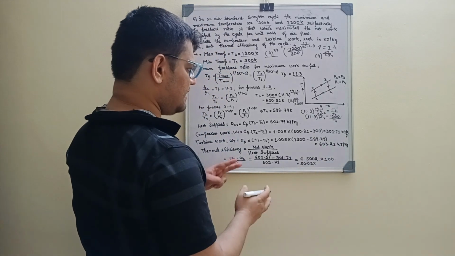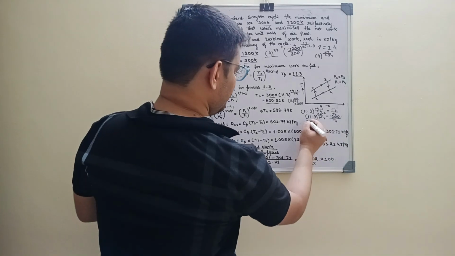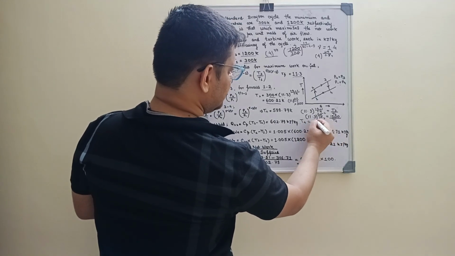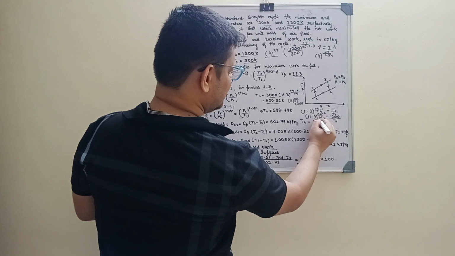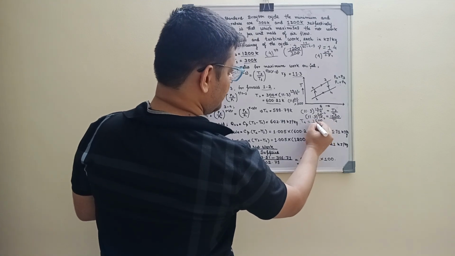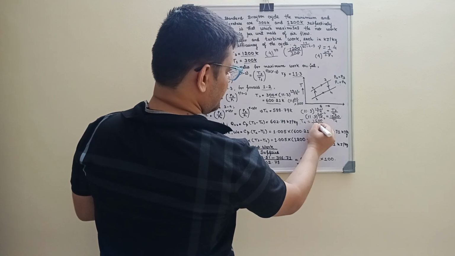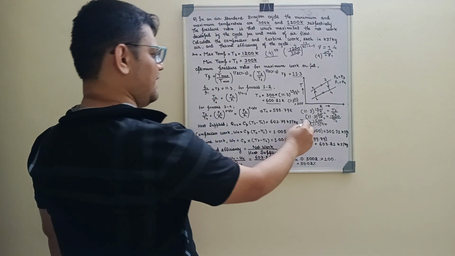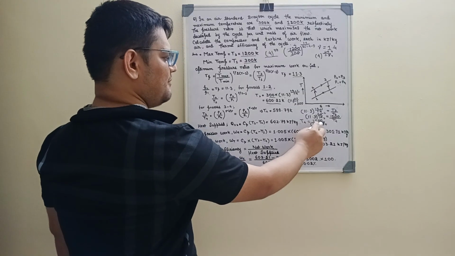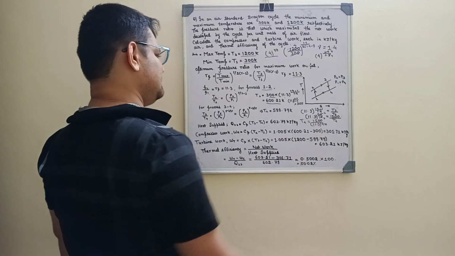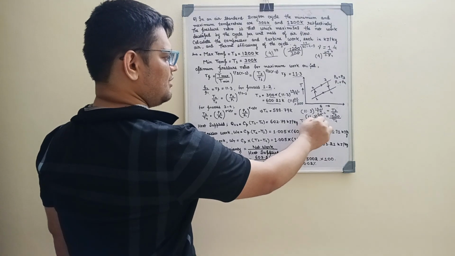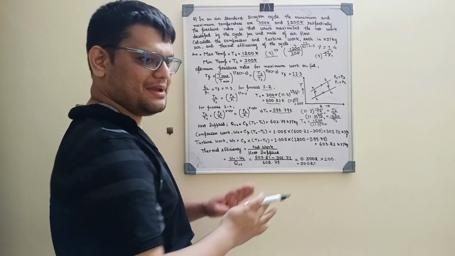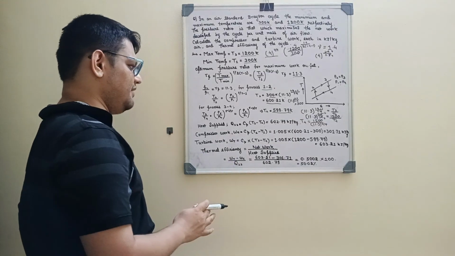So T4 value will be nothing but, we can move this 11.3 to the power 2 by 7 to the denominator, so 1200 divided by 11.3 to the power 2 by 7. We have to use the scientific calculator over here. So we will get the value 599.79 Kelvin, or we can make it 600 Kelvin if we round up the value.